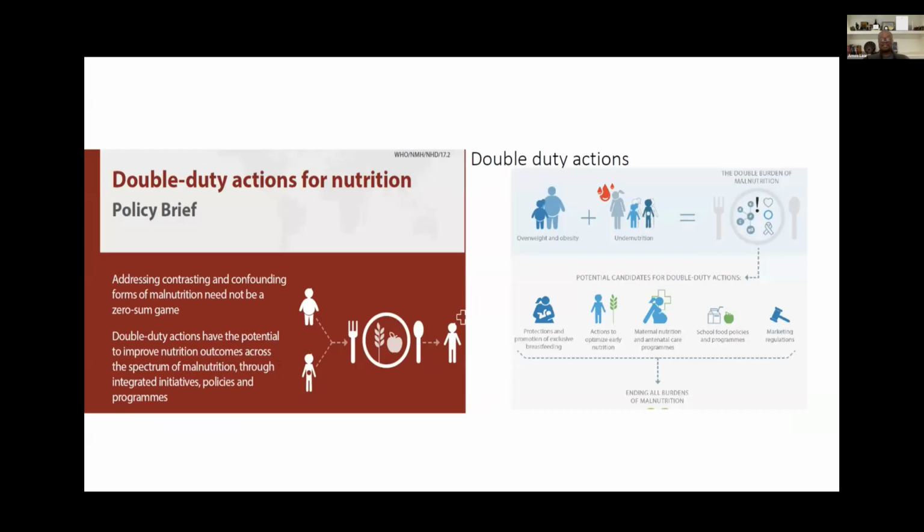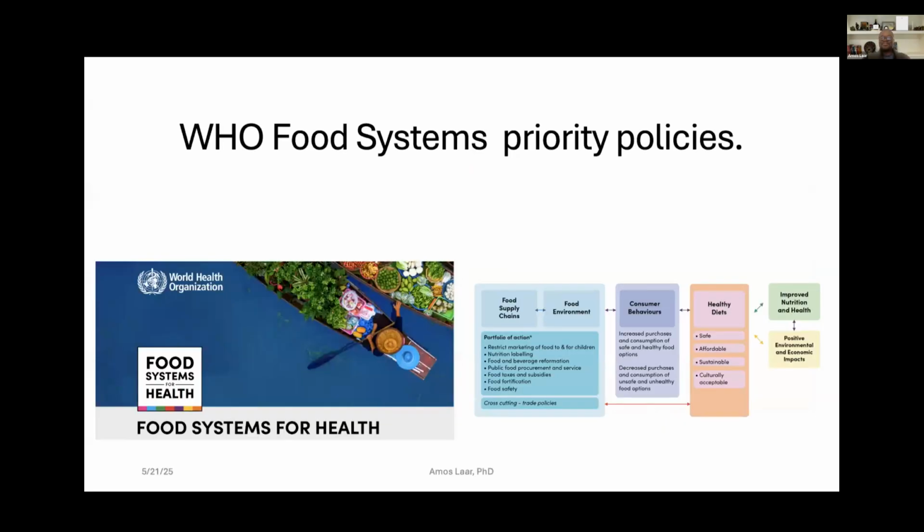WHO earlier noted that yes, they agree with this, but they went a step further to emphasize that if it is possible for you to kill multiple birds with a single stone, better do that and don't waste your stones. So they came out with what they refer to as double duty actions. So you have interventions that can address undernutrition, but also overweight and obesity. At the same time, prioritize that over interventions that focus on only undernutrition or only overweight and obesity.